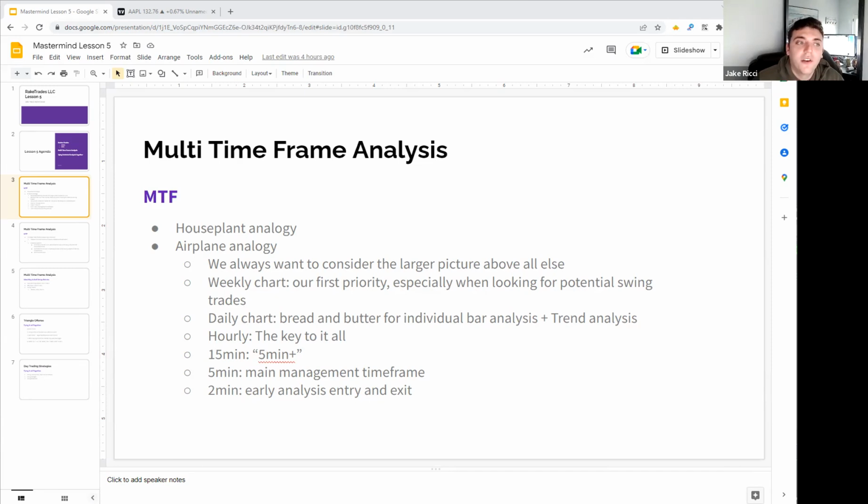For some reason, the phrase that's popping up in my head, and it's just because I watched this show called The 100, is that it's the key to like the metaverse. It's the key to everything, right? It's the hourly chart.